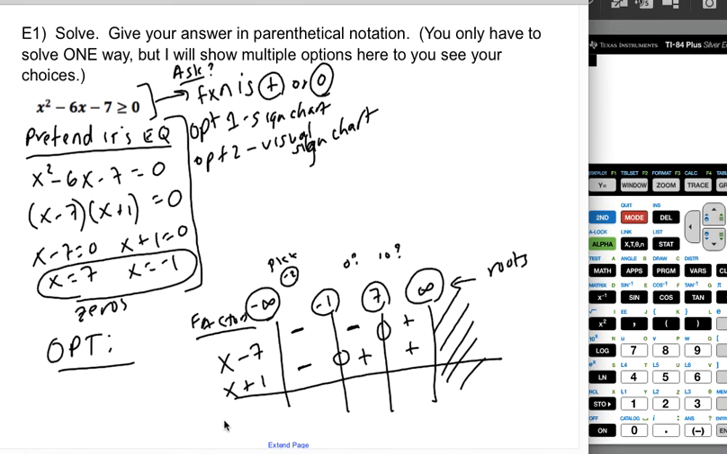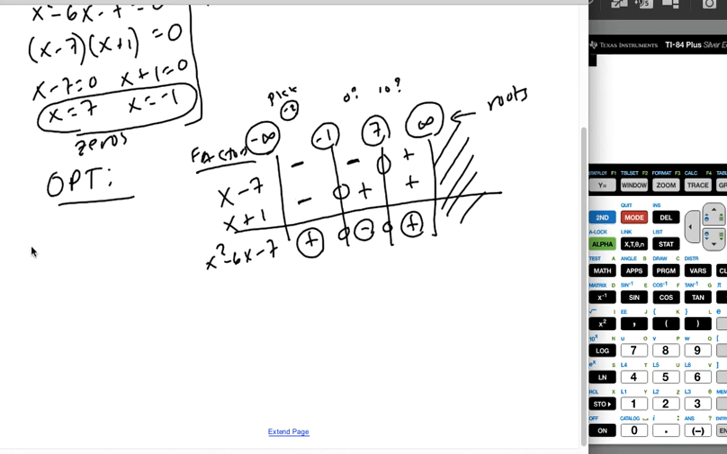So what that means is that my product, x squared minus 6x minus 7, is a negative times a negative, which is a positive, a negative times a positive, which is a negative, and a positive times a positive, which is a positive, and it's 0 here and here. Remember that I was asked where this thing is positive or 0. Well, my answer would then be from negative infinity to negative 1 with a bracket because it had that equal to for 0, and then again from 7 to infinity. That's option 1, and that's great.